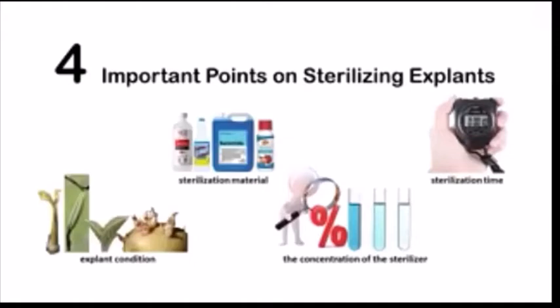For example, banana explants require more sterilization material, longer time, and higher concentration than orchid or potato explants. Why? Because banana explants are in direct contact with the soil. There might be more sources of contaminants. The potato explant is different. The tuber shoots used as a source of explant grow above ground, and in clean conditions.